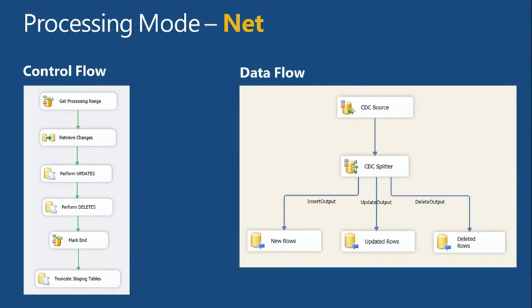Net processing mode is what I showed in the demo. My control flow is a bit more complicated. I do my get range, I do my data flow, I do my bulk update and bulk delete, and then I have another control flow, CDC control task. And in the data flow, I'm doing a split, and I'm going to do my inserts directly. I'm going to stage my updates and my deletes. Again, I can use OLEDB command instead of my updates and deletes, but for performance reasons, you always want to stage and then do things in batch.